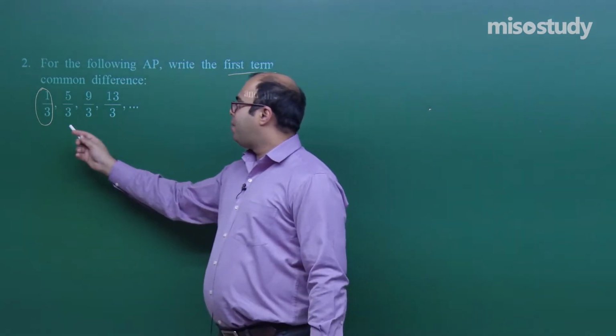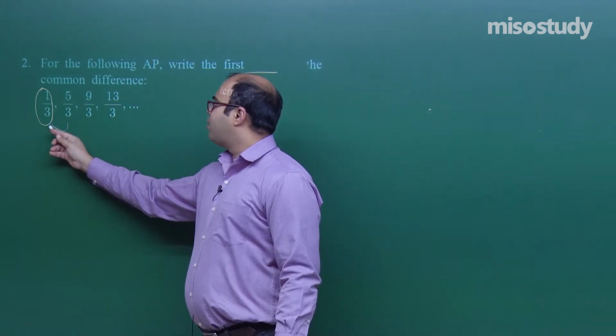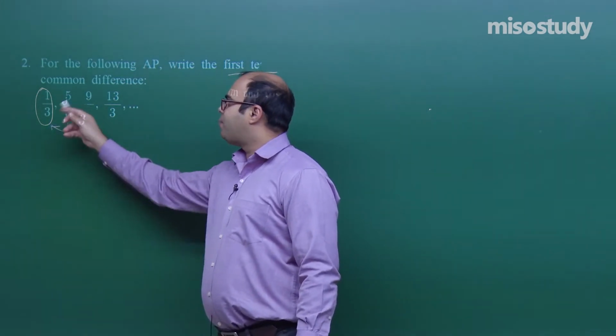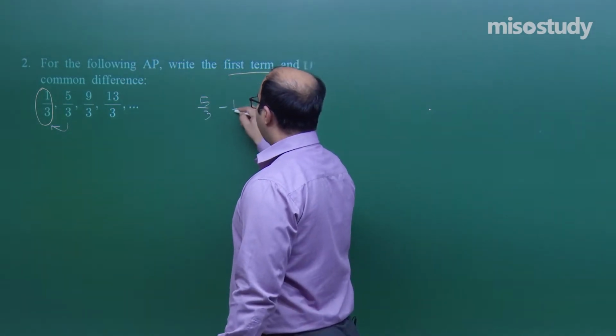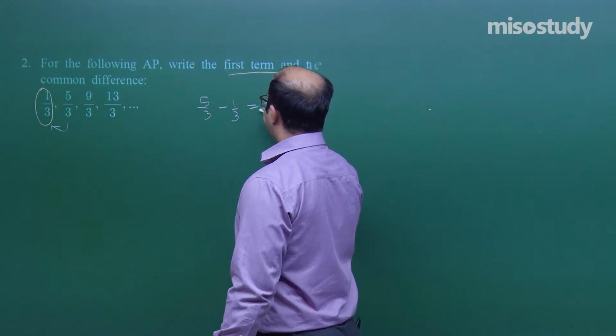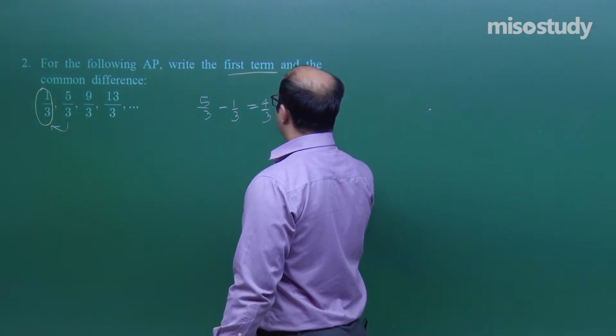Since it is an AP, if we subtract the first term from the second term, what do we get? 5 by 3 minus 1 by 3. So 5 by 3 minus 1 by 3 will come out to be 4 by 3. So this is the common difference. This will be your answer.